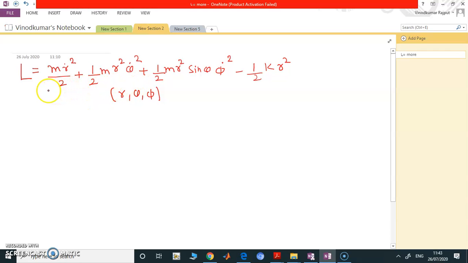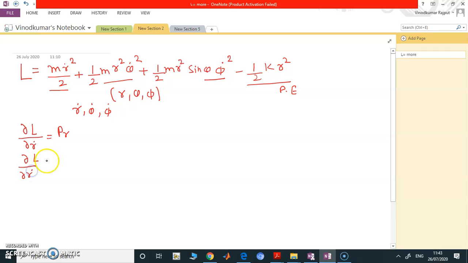So the first three terms are kinetic energy terms. This is r dot square, this theta dot square, and this phi dot square, and this is the potential energy term. So first we will calculate r dot, theta dot and phi dot. For that we have to take the derivative, dou L by dou r dot, that is P r.